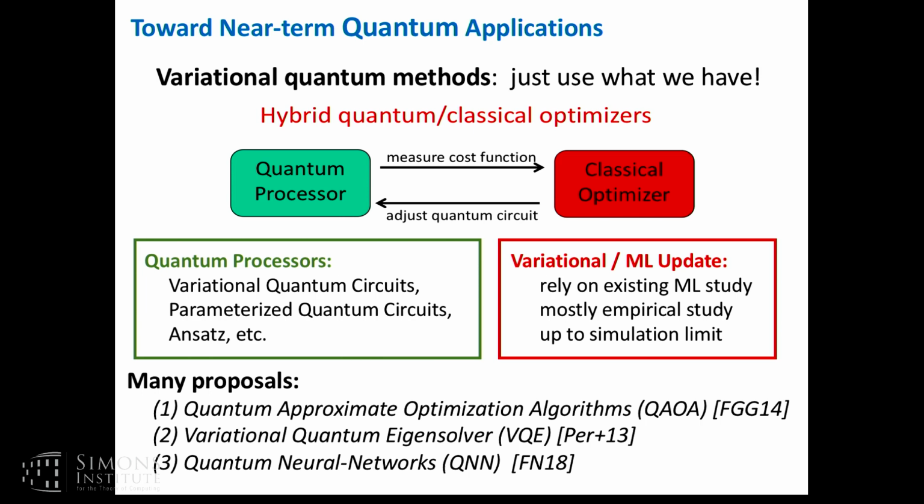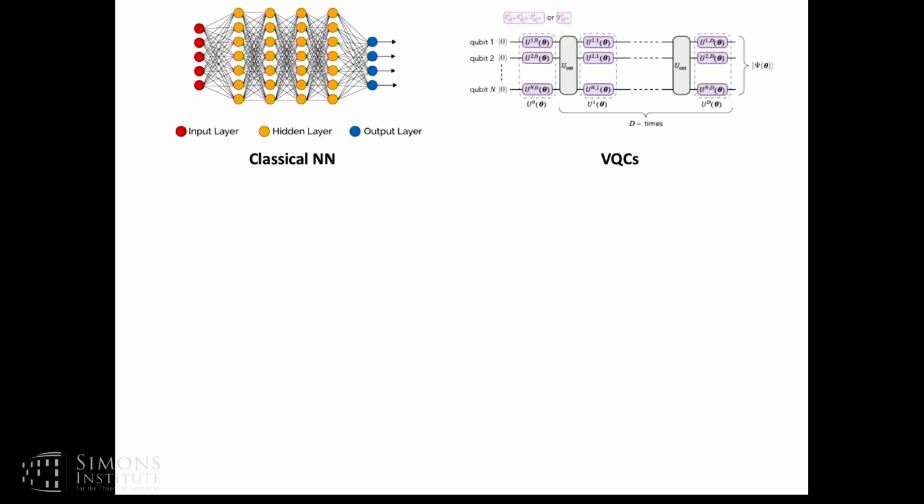So first, I want to have you glance in slightly more detail at the variational quantum circuits versus the classical neural networks. On the left side is a very, very simple model for the feedforward classical neural networks. You have layers of neurons, you have weights associated with different nodes, and you just do some calculation, which I will show in a little more detail later on. So this is what the classical one does.